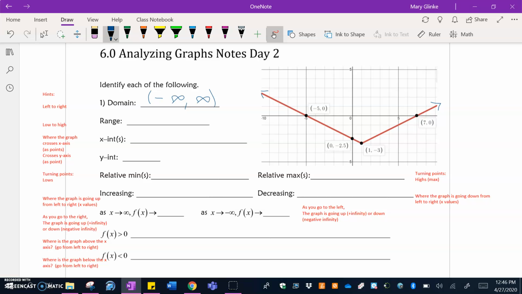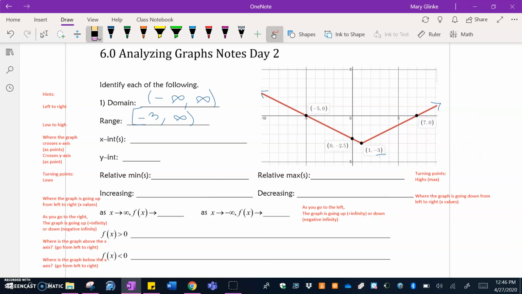Your range is going to be low to high, so this graph does not go down forever. It stops right here. That's the lowest value. It is my y value here of -3. So the lowest my graph gets is -3. It actually touches it, so I'm going to use a bracket. And then my graph goes up forever, so that's up to positive infinity.